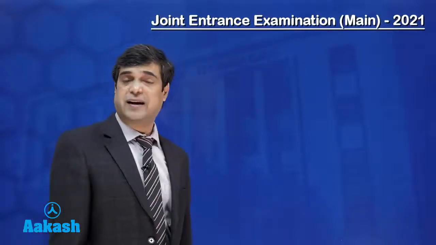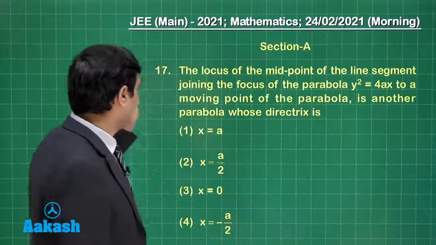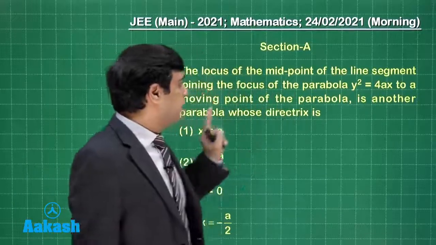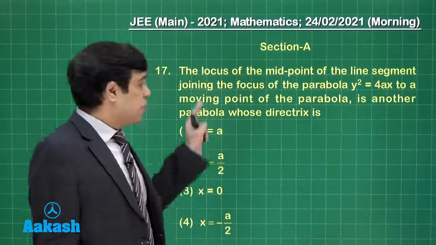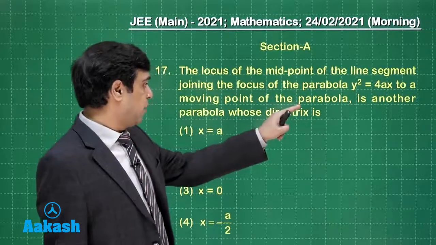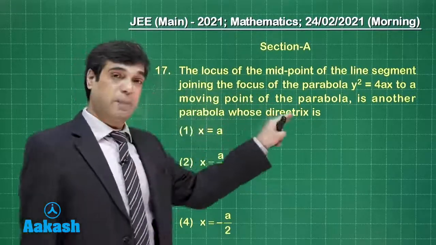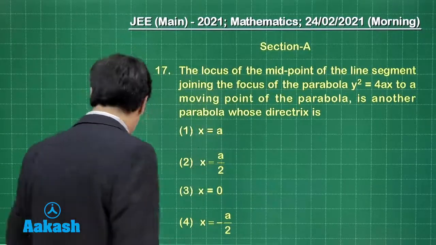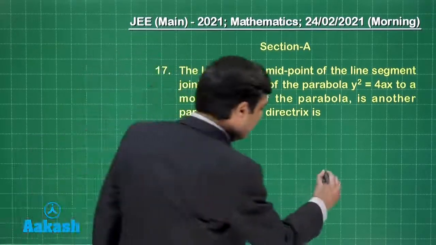Now moving forward, let's take the next question of section A, that is question number 17. It says the locus of the midpoint of the line segment joining the focus of the parabola to a moving point of the parabola is another parabola. Then we have to find its directrix. Simple one, we can also solve it through geometry itself.